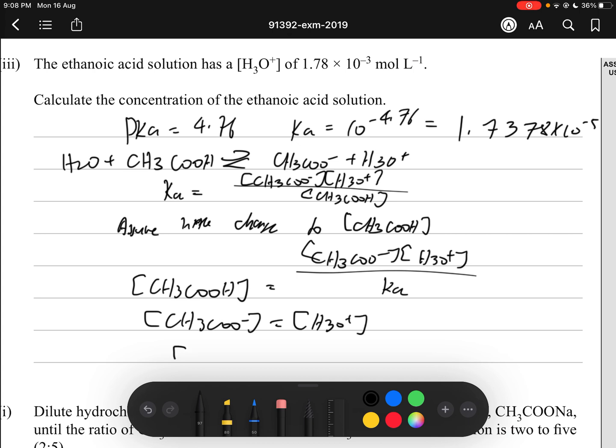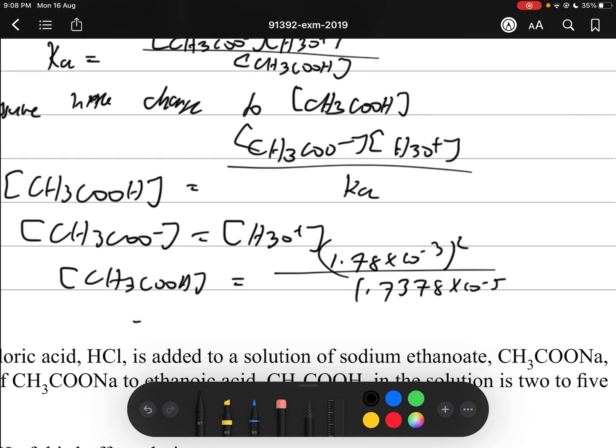So the concentration of CH3COOH is equal to 1.78 times 10 to the power negative 3, squared, divided by the Ka, which is 1.78 times 10 to the power negative 5. So that should give us a concentration of 0.182 mole per liter.